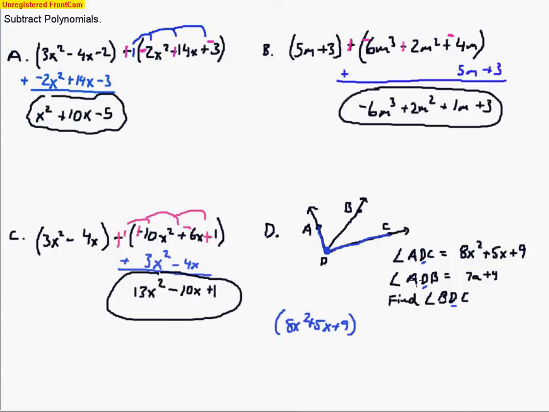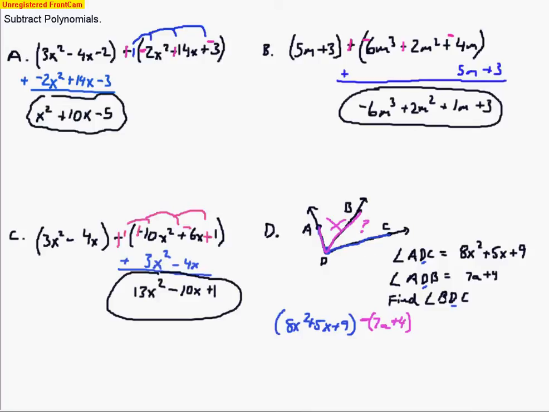Now angle ADB, let's take a look at that one. This smaller one right in here is only 7a plus 4. So what we're going to do is subtract that from the total. We're going to take this portion away to give us this. This is the unknown right here. We want to know this because it says find BDC. So that's what we're looking for.